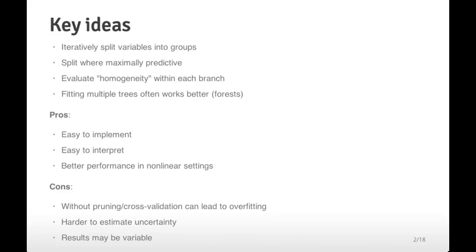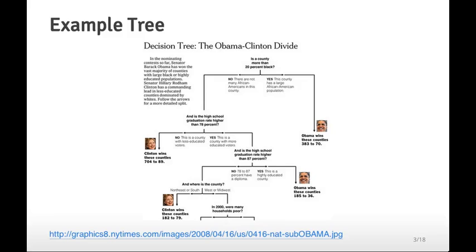The pros of this prediction approach is that it's easy to implement. You can interpret them very easily, and in fact, it's the sort of thing that you often think about when you think about predictions. We'll talk about that in a minute. It has better performance in nonlinear settings than things like linear regression or generalized linear models. But the cons are that without some sort of pruning or cross-validation, it's very prone to overfitting. It's hard to estimate uncertainty even under cross-validation, and the results can be very variable in the sense that if you leave out a few of the observations that you have, you might get a very different tree predicted as the outcome.